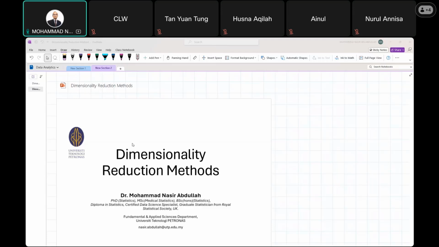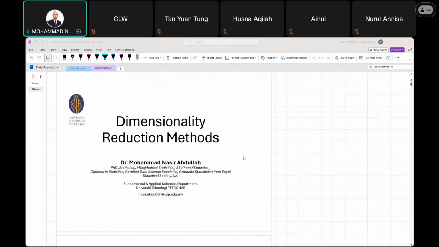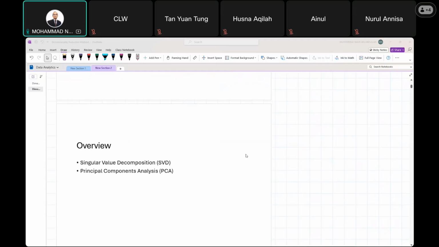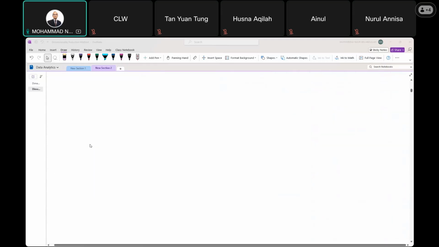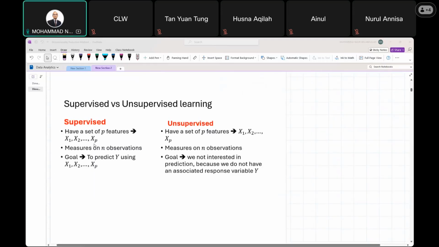So naive Bayes and linear discriminant analysis are supervised learning techniques, right? Where we have data and the observed value, we want to do a prediction and we want to do a classification. But in dimensionality reduction, we look into an unsupervised learning method, right? So we look at singular value decomposition and principal component analysis. Before that, let's look at the difference between supervised and unsupervised learning.